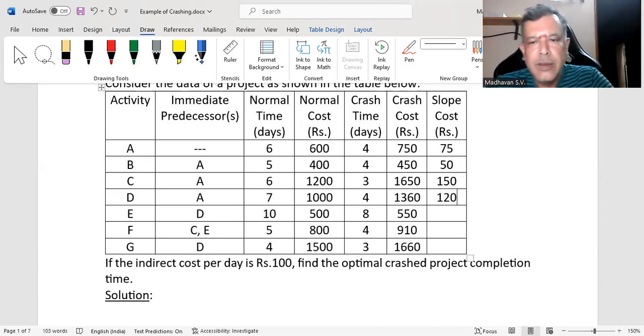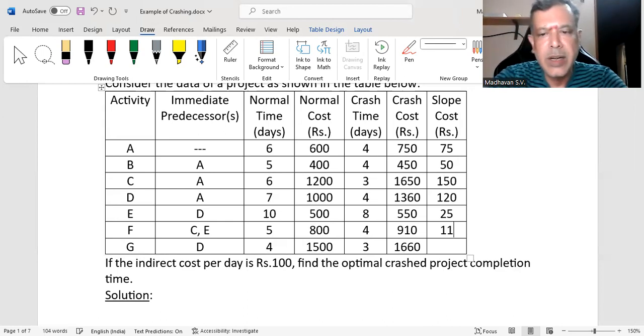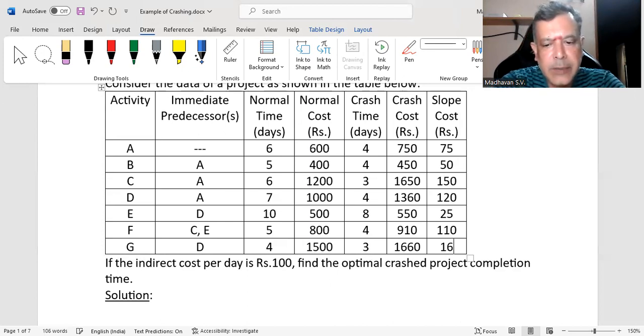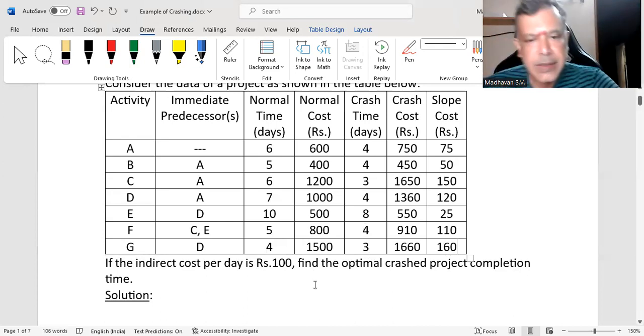Next, 550 minus 500, which is 50, and 10 minus 8, which is 2. So 50 divided by 2 is 25. Next one, 910 minus 800, which is 110, divided by 5 minus 4, which is 1. So 110 by 1 is 110. Then the next one, 1660 minus 1500, which is 160, divided by 4 minus 3, which is 1. So 160 by 1 is 160 only. So we calculated the slope cost for all the activities, right?